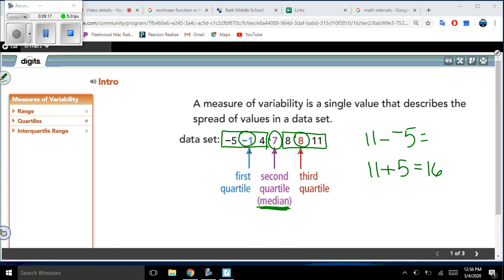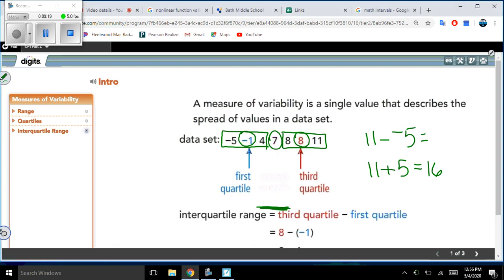Okay? And then obviously when we talk about the interquartile range, often referred to as the IQR, then you're simply going to take the third quartile, right here it is, third quartile minus the first quartile.